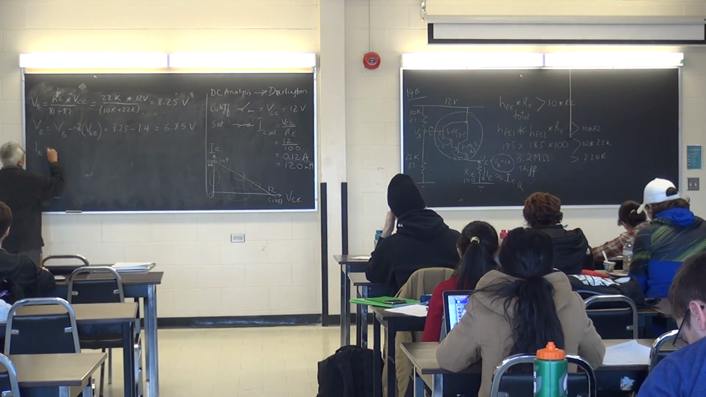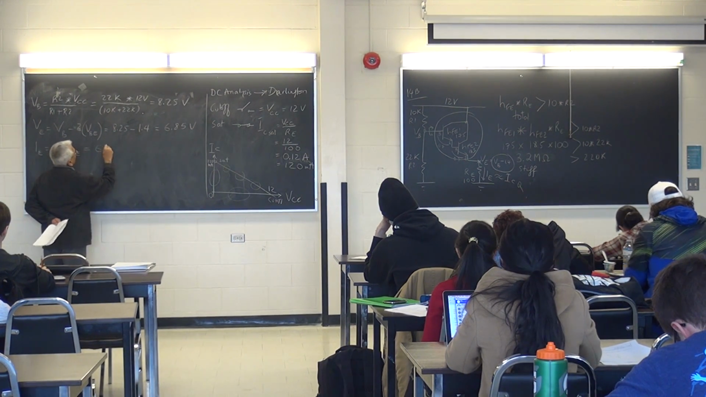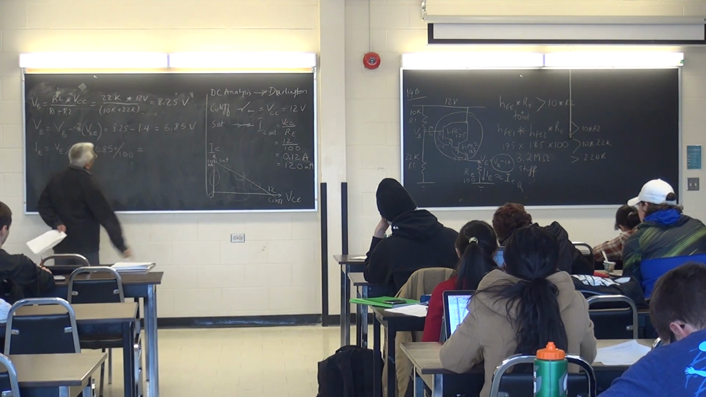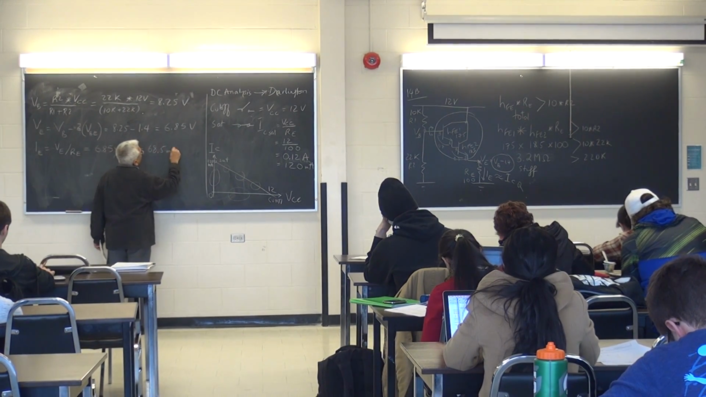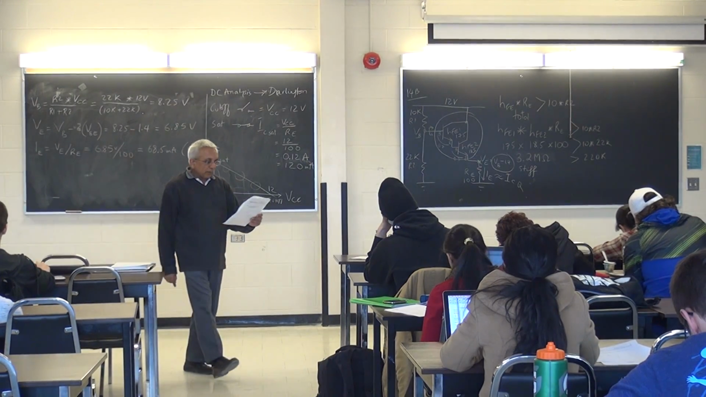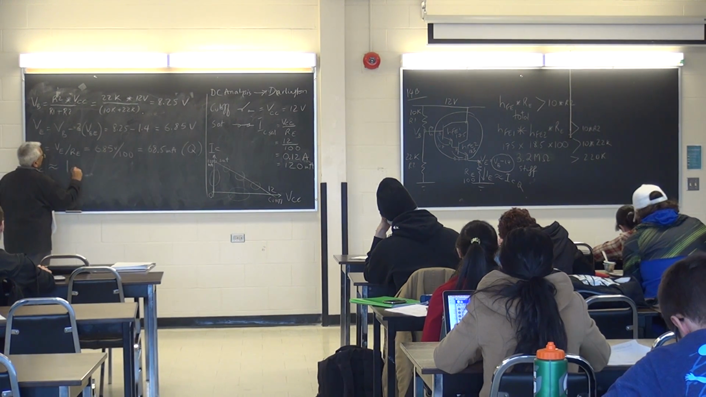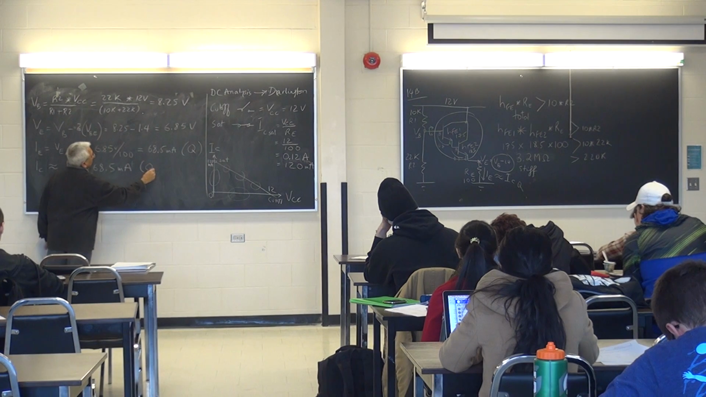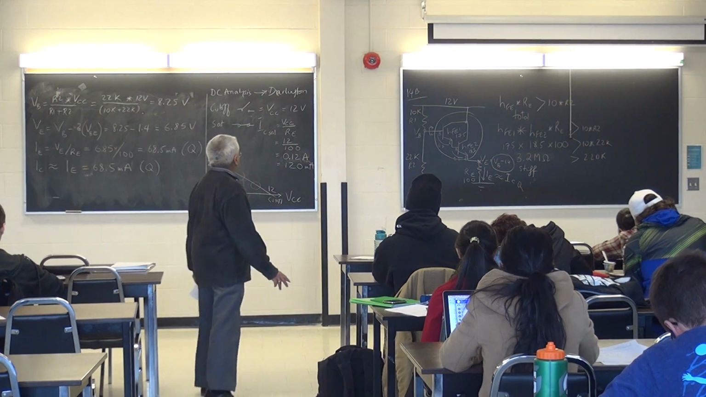So IE is VE over RE. VE is how much? 6.85. RE is how much? 100. What's 6.85 divided by 100? 68.5 milliamps. So that's one of my Q points. Now that I found IE, I can say that IC is approximately equal to IE, which is 68.5 milliamps, which is one of my key points. Make sense? Now that I found IC, I can find VCE.